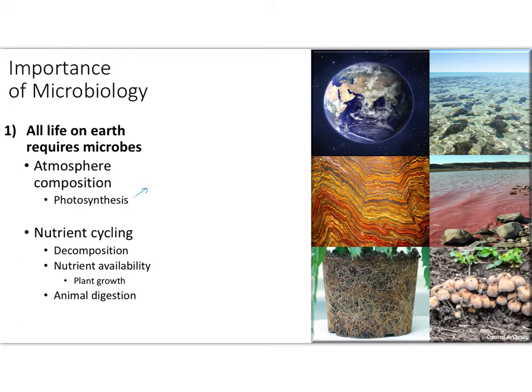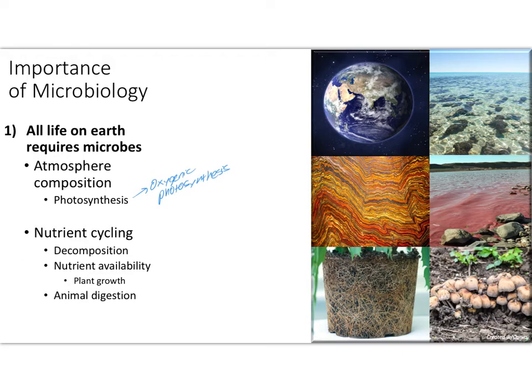There are multiple types of photosynthesis, but the one we really care about right now is oxygenic photosynthesis. So microbes were the first to develop this oxygenic photosynthesis, and as they did that for millions of years, billions of years, eventually the atmosphere changed enough so that it was suitable for other life forms to live on land and use oxygen.